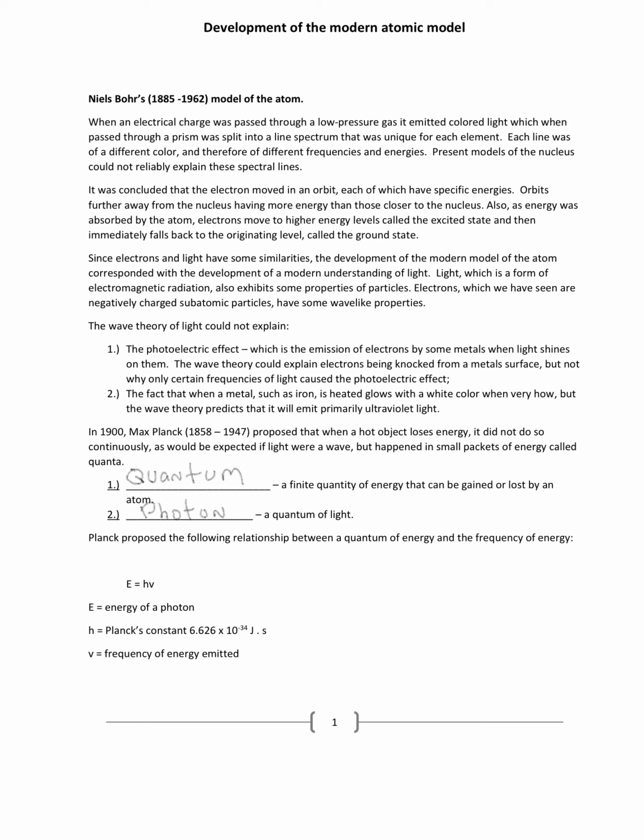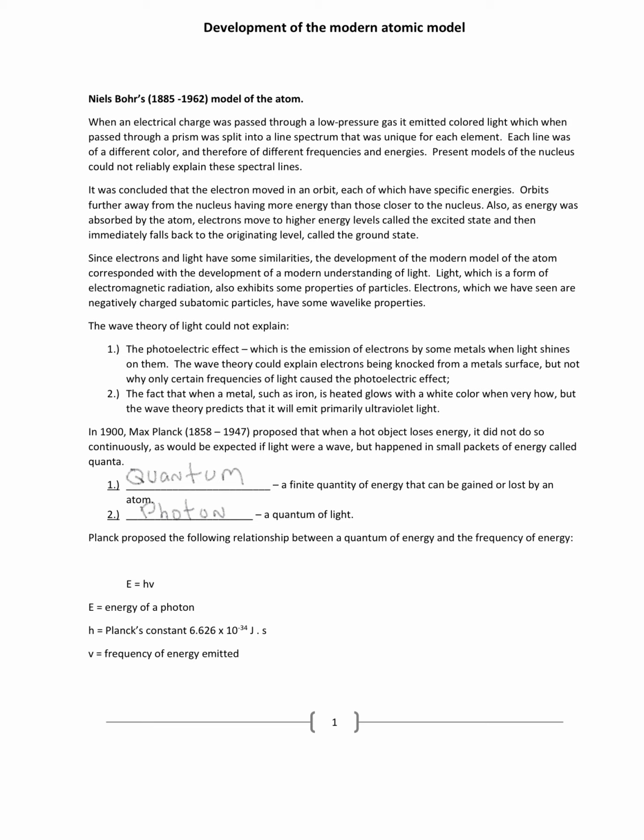If we look at the wave theory of light, it could not explain the photoelectric effect, which is the emission of electrons by some metals when light shines on them. The wave theory could explain electrons being knocked from the metal surfaces, but not why only certain frequencies of light caused the photoelectric effect.